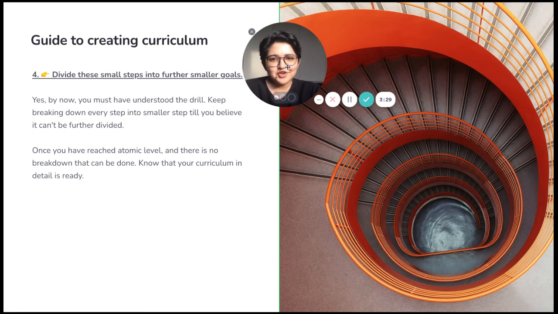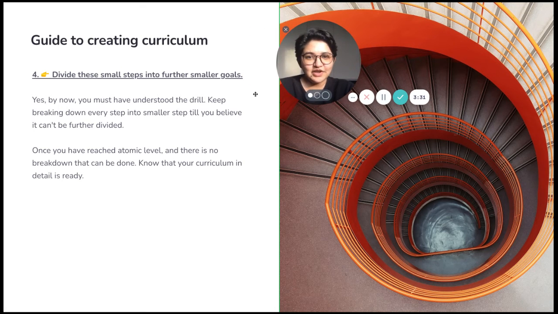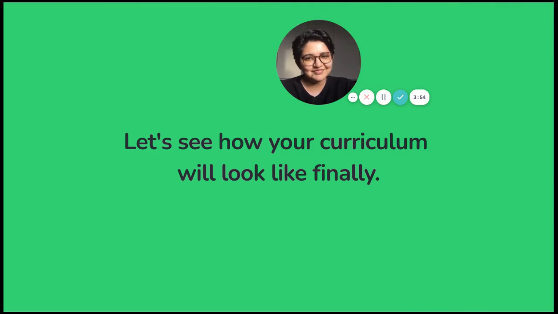Okay, I had to pause the video because my laptop is acting weird today, but yeah. By now I think you understand the drill. Figure out an outcome for your course, divide that outcome into smaller steps, and divide each step into smaller steps until you reach the atomic level where you cannot further divide that topic into subtopics. Once you have achieved that level, your course curriculum is ready.